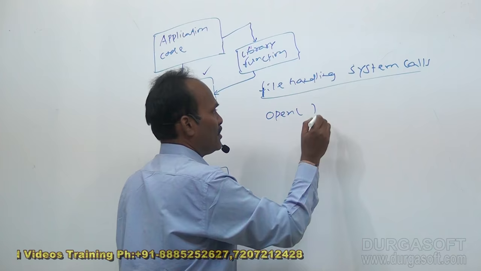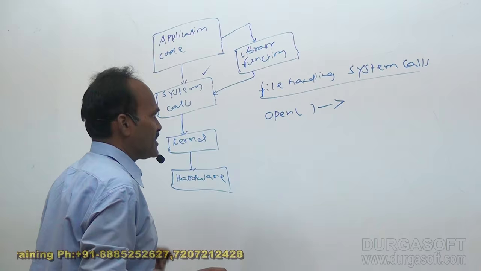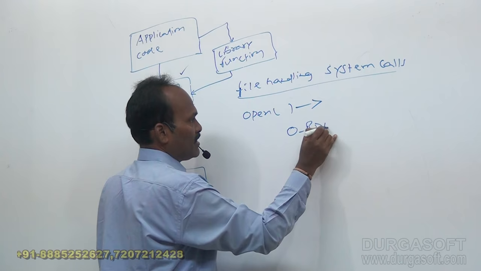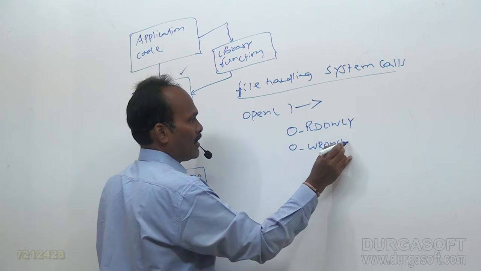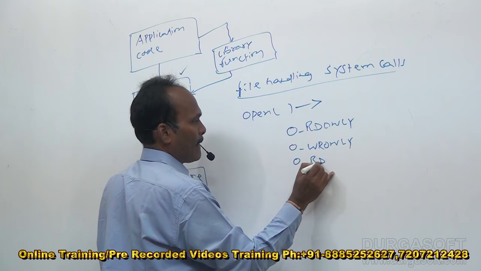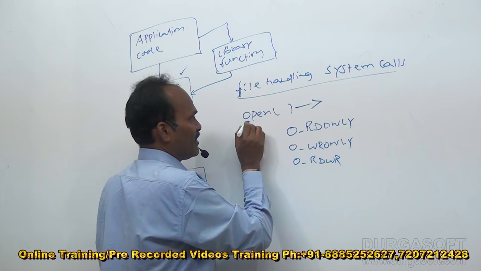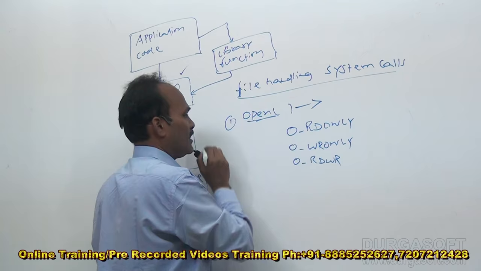So what are the modes? I will discuss. Just like O_RDONLY, the file will be opened in read mode, O_WRONLY, O_RDWR. Like this we have some modes along with the open function. What is the usage of the open function? I will explain in the programming.